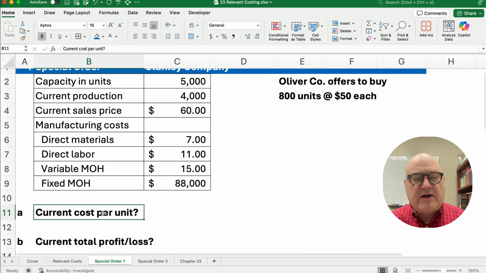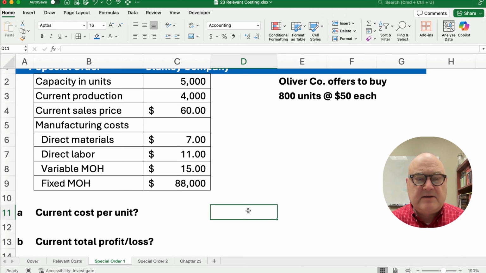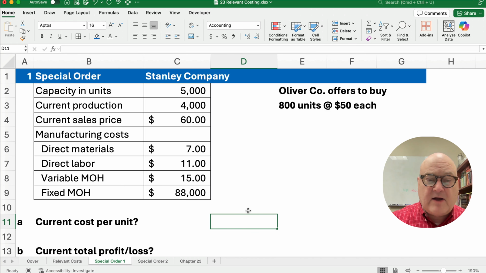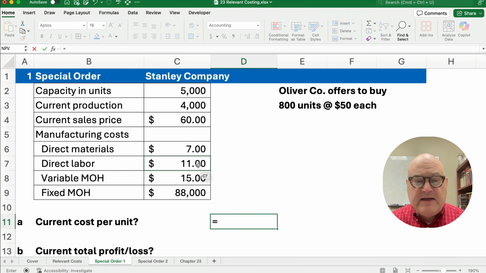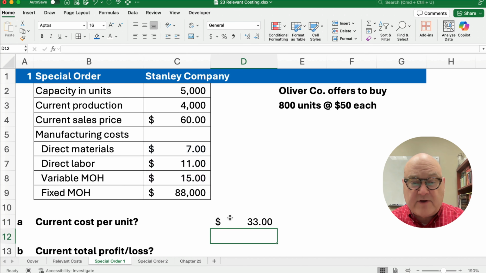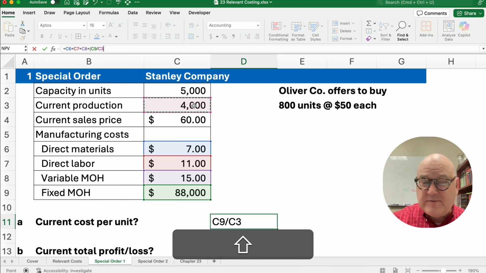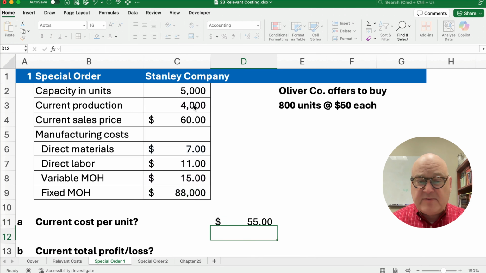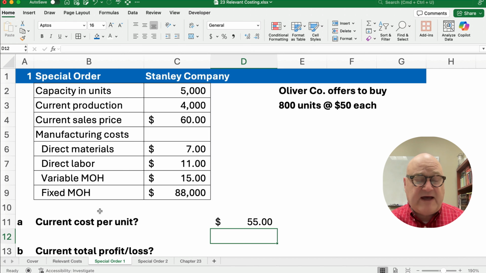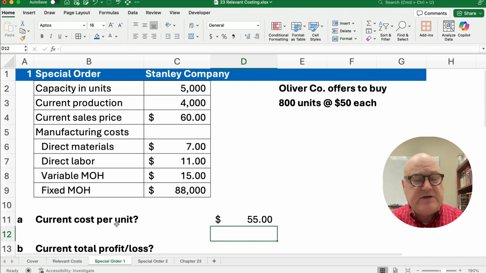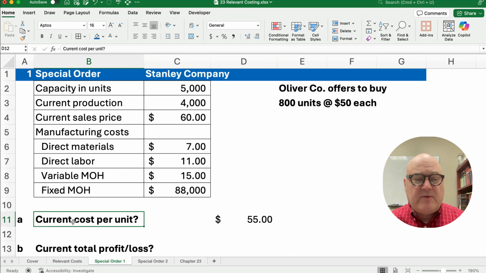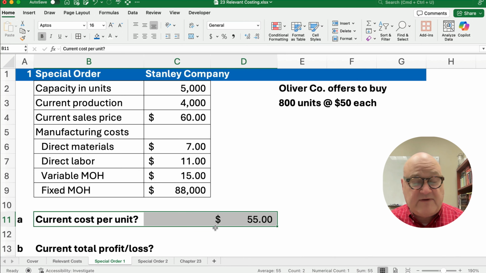All right, so the current cost. What is our current cost on this product? Well, our current cost is going to be the 7 plus the 11 plus the 15. Now that's 33. Plus we need to figure out the 88,000 divided by the 4,000. That's going to be $22 each. So the 33 plus the 22 is going to be $55. So that's one thing we typically ask in a problem like this. Hey, what's the current cost? Well, the current cost is 55.